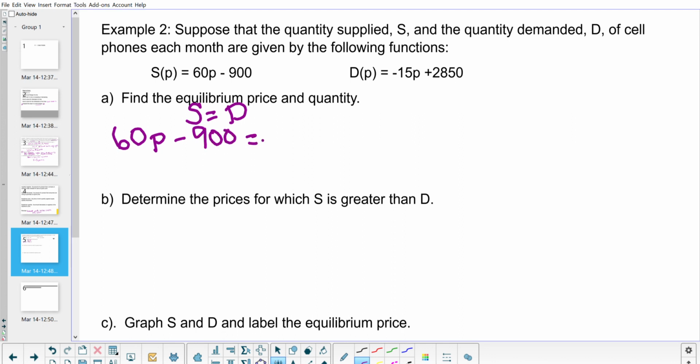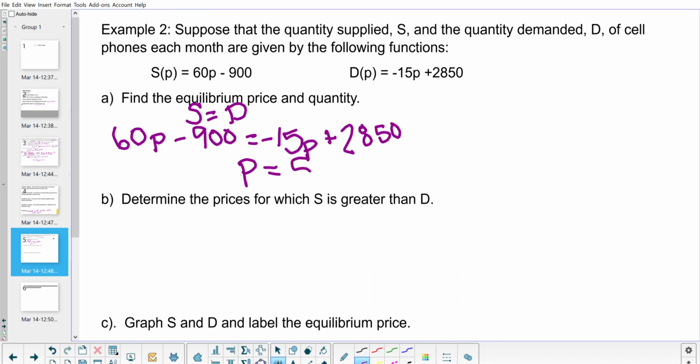Okay, so we're literally going to set 60p minus 900 equal to negative 15p plus 2,850. And I'm not going to show the work for solving this. This is solving a basic algebraic equation. You pause, get this solved for. You should get p equals 50.